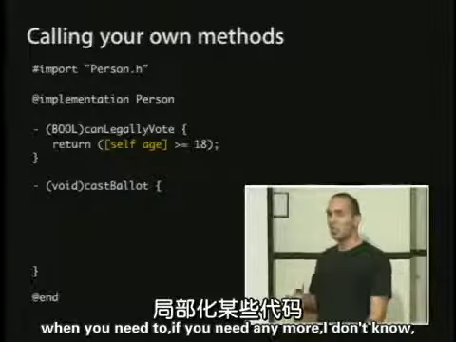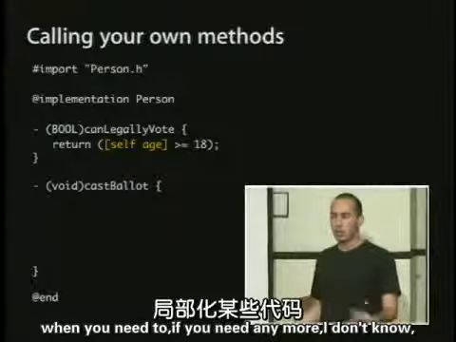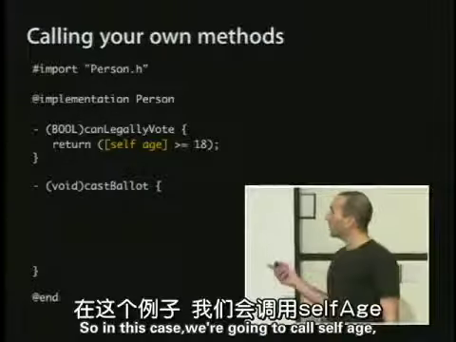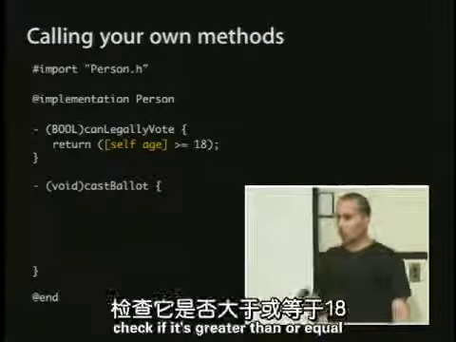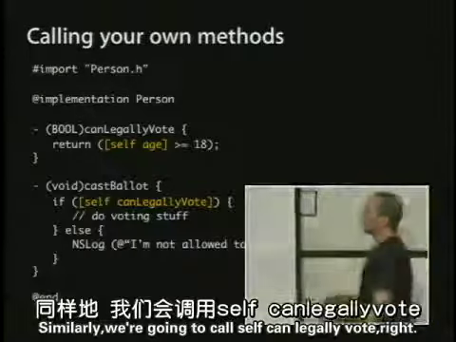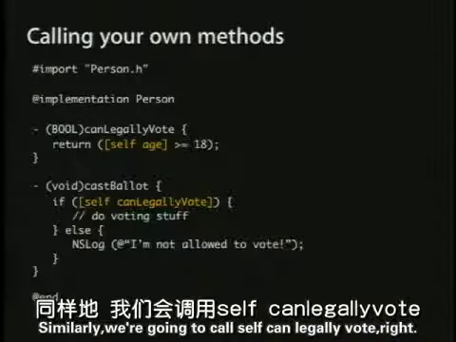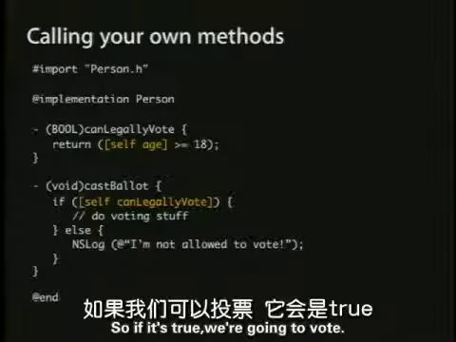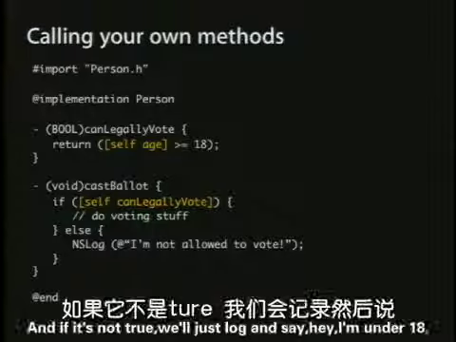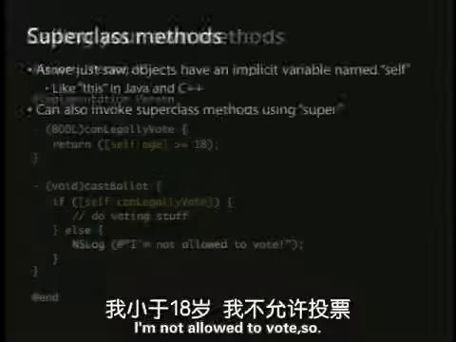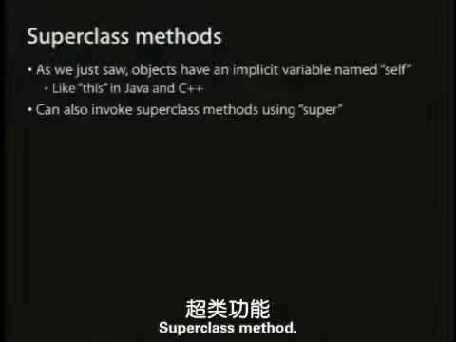Now, you could also check the instance variable directly. But the convention in general is just for encapsulating the setters and getters of each of the properties. Where you don't need to access that instance variable, don't. Call the setters and the getters. It helps you localize some of the code to those places when you need to, if you need any more complex function happening at that time.